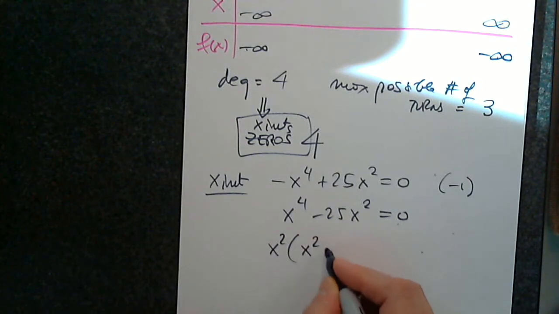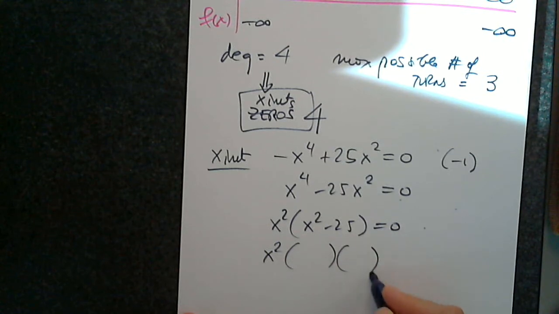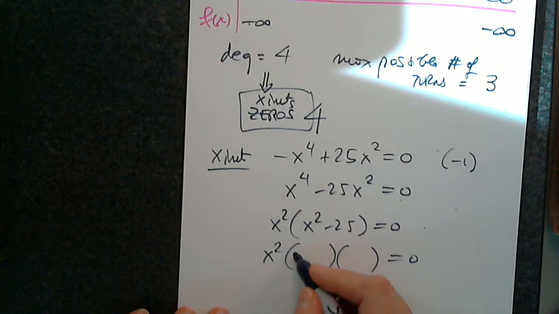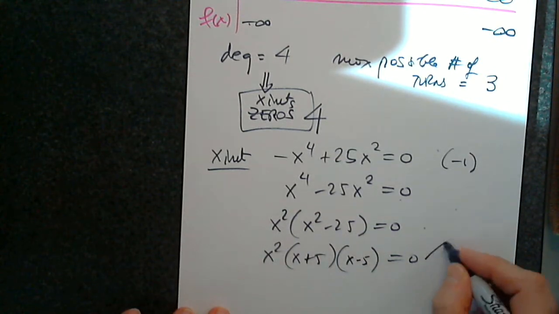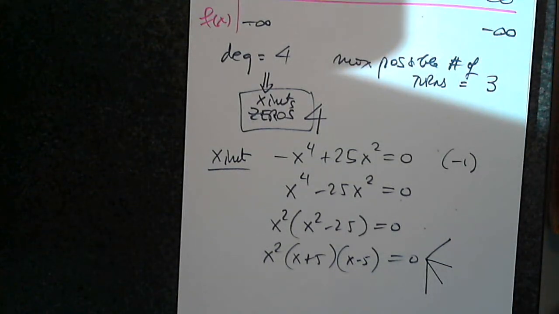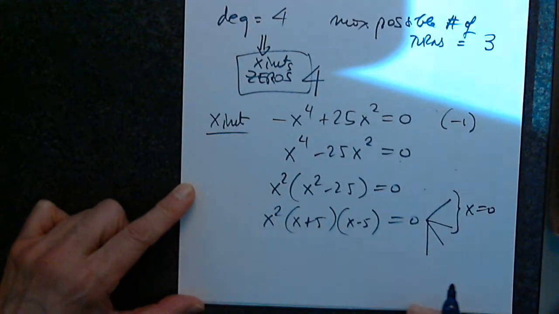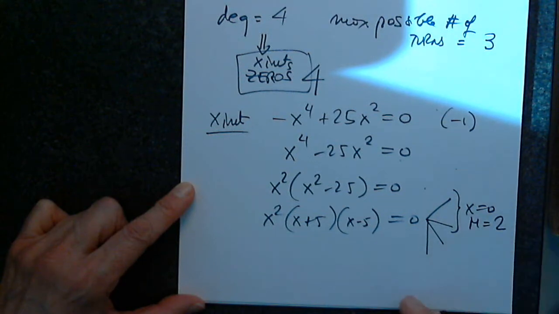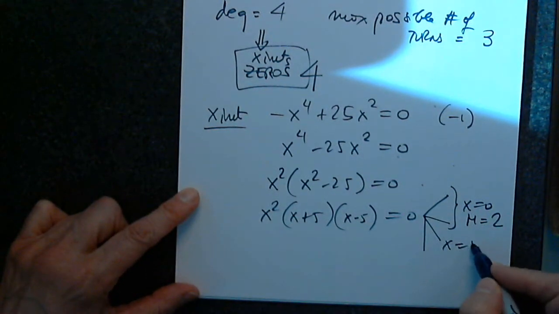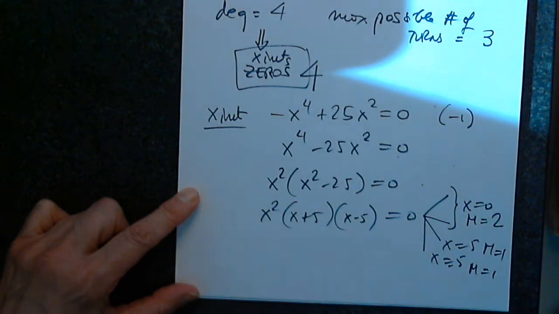Very good. So then I have x squared times the quantity x squared minus 25 equals 0. Now I have to completely factor x squared minus 25. How? x minus 5 times x plus 5. Excellent. So now we have to present 4 solutions, which we knew from the very beginning. That's why we established that from the get-go. x equals 0 twice, which is multiplicity 2, and 5 and negative 5, each with multiplicity 1.